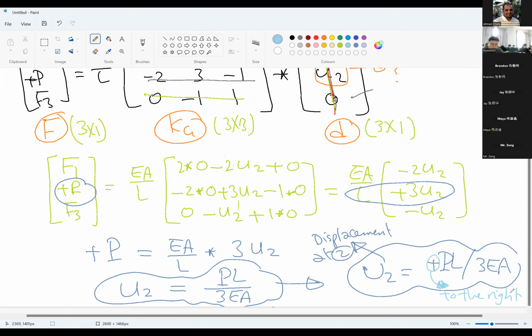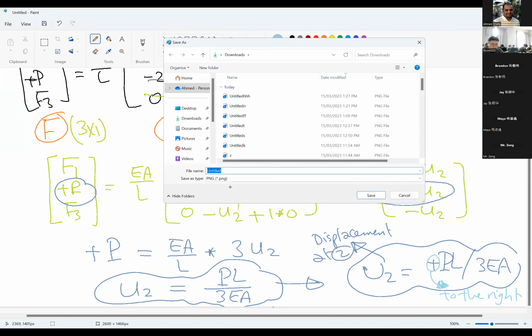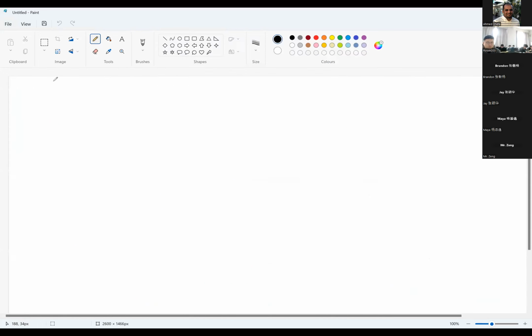Do you have any problem with the displacement? This is the main thing we need to know, the nodal displacement at 2. But this is not the requirement, it is the main thing to get the requirement. So the requirement is to find the stress sigma 1 and sigma 2. So sigma 1, stress in member 1.